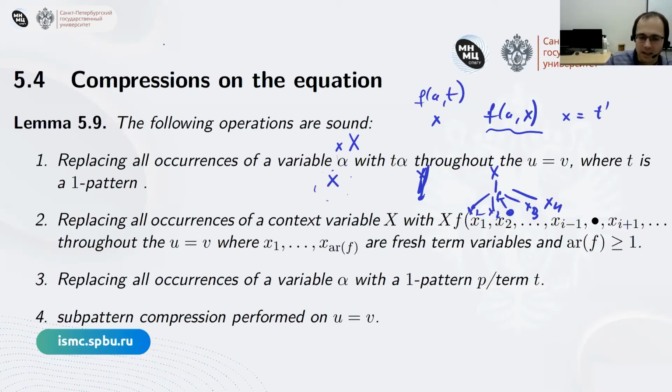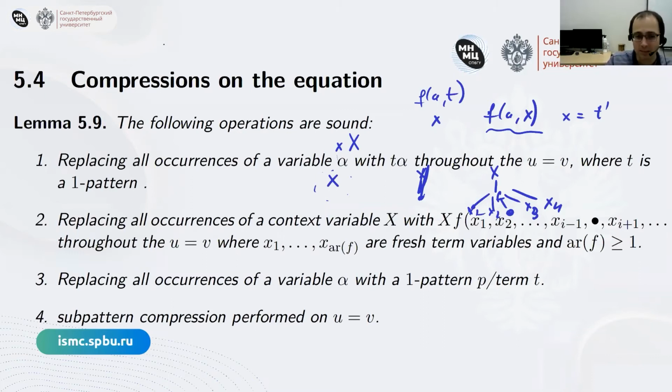Or we could replace a term variable by a term, or a pattern variable by a pattern, and then if the new equation is satisfiable, then previously we should have just used this pattern or term for the substitution for this variable.